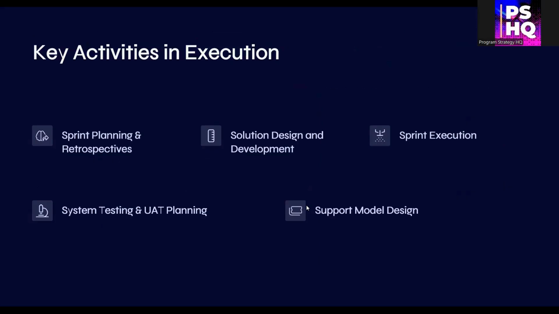The execution phase is where these key activities take place. Sprint planning, retrospectives, designing and developing solutions, executing sprints, preparing for system testing and UAT, and designing the operation support model. Each of these ensures that delivery is structured, iterative, and outcome focused.